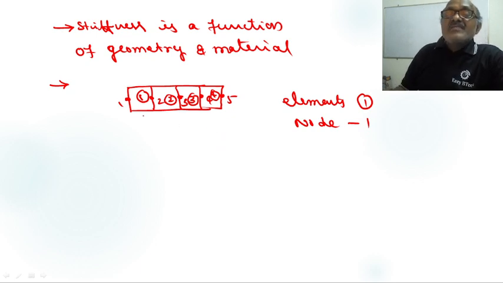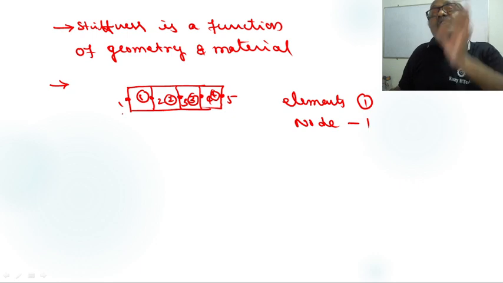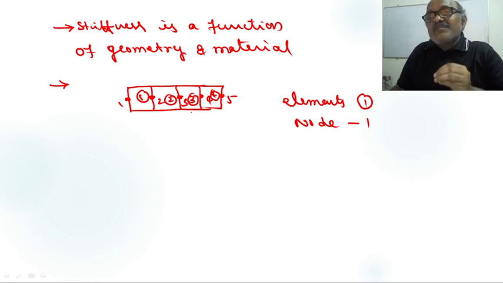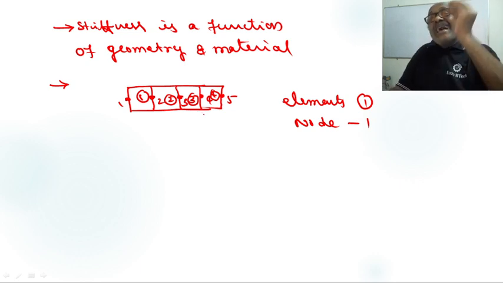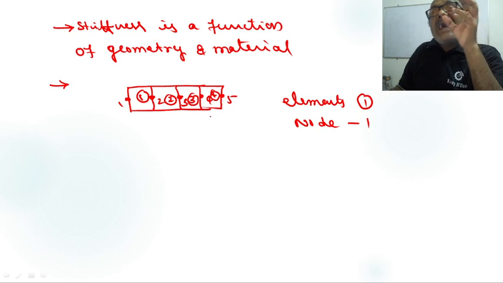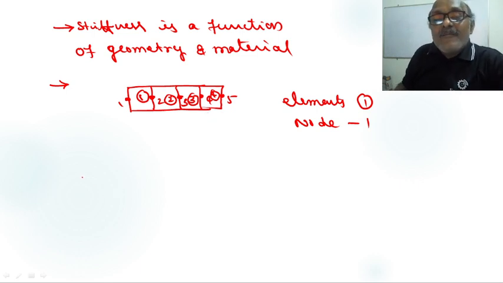So the stiffness values at nodal points: what is the stiffness at node 1, node 2, node 3, node 4, node 5? The stiffness values at nodal points are represented in vector form, matrix form. That is called the stiffness matrix, my dear students.